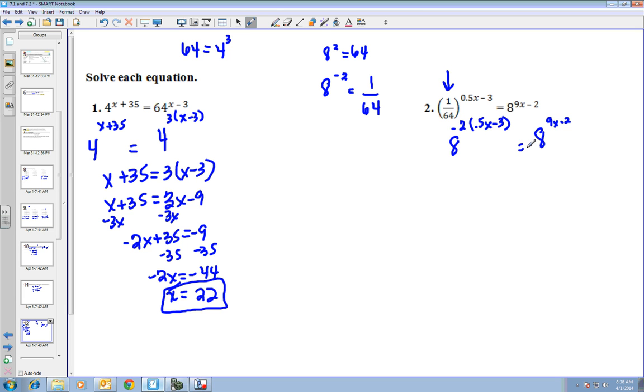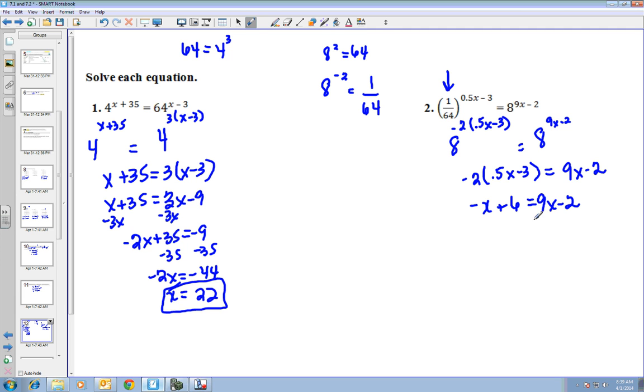So now that I have the same base, what am I going to do to my exponents? I'm going to set them equal to each other. So I have negative 2 times 0.5x minus 3 equals 9x minus 2. Negative 2 times 0.5, what is that going to be? Negative 2 times a half. It's negative 1, right? So negative x plus 6 equals 9x minus 2.